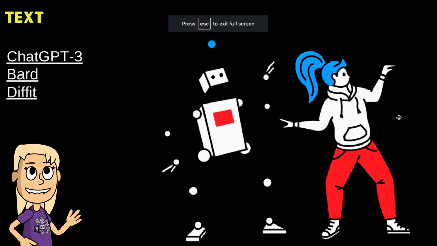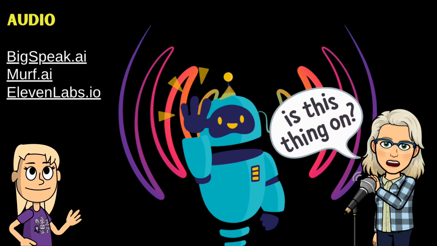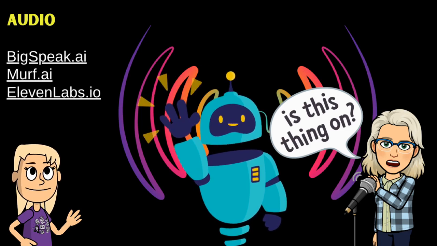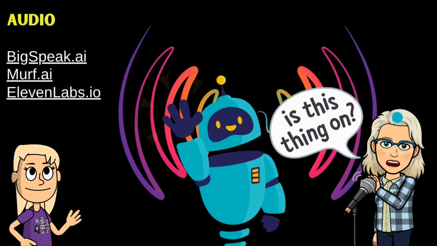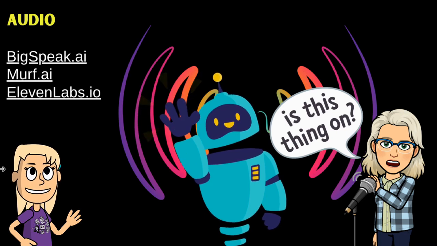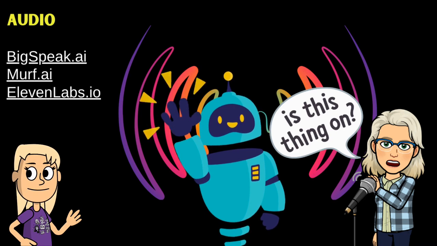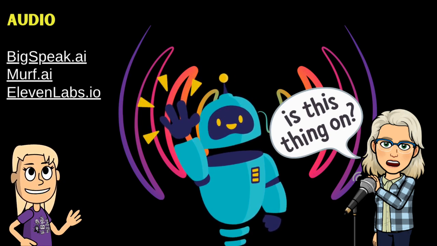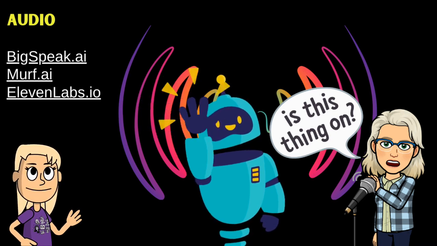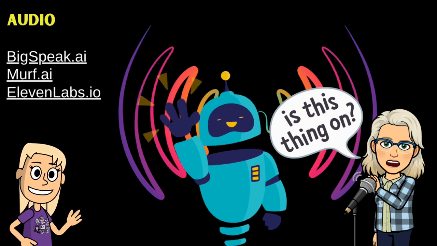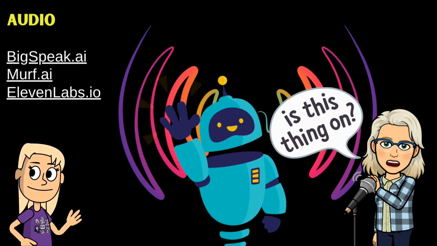So moving forward from text, now we're in audio. Now, what we need to do here is convert the text to speech using AI to create a voice that's not yours. And I've got a few options linked here for you in the Google Slides.